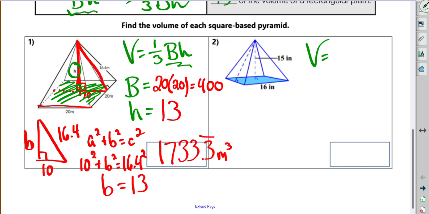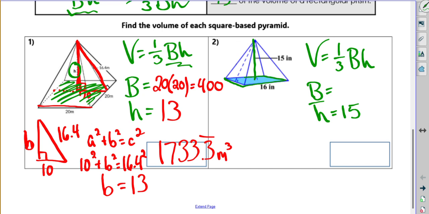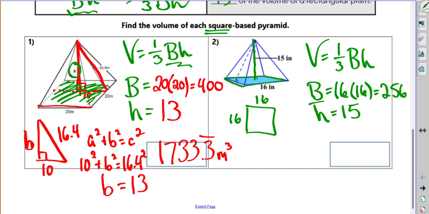Same thing each time. I would write down the equation just so I know what I need to find. I need to figure out my b and my h here. The h one actually is a little bit easier on this one. It's going straight from the top down to the bottom. 15 is the height there. And then again, b stands for area of the base, so it's the area of the square on the bottom. It looks like they're only giving us one side there, but they tell us that it's a square base pyramid, so those are both 16. That's a 16 by 16 square. So to find the area, we do length times width and get 256 for the area of the base.